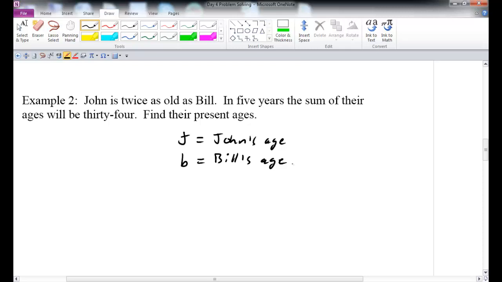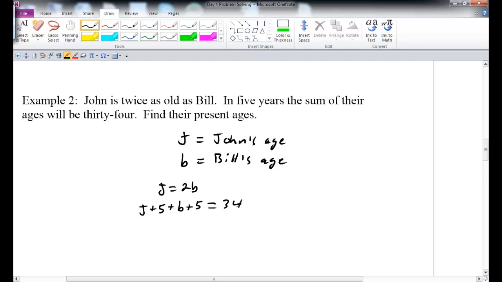So the two equations that show the relationship is John is twice as old as Bill. J equals 2b, twice as old as Bill. And in 5 years, the sum of their ages will be 34. So remember, this is the key part here. In 5 years, we would have J plus 5 and B plus 5 because they're 5 years older, and it says the sum of their ages, so put a sum, add them together, will be 34, equals 34.